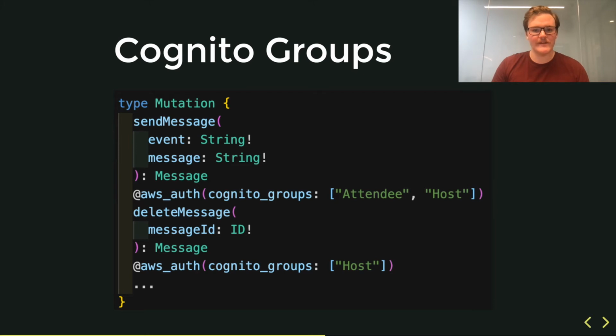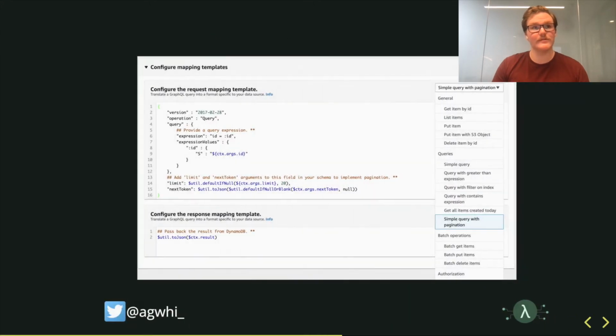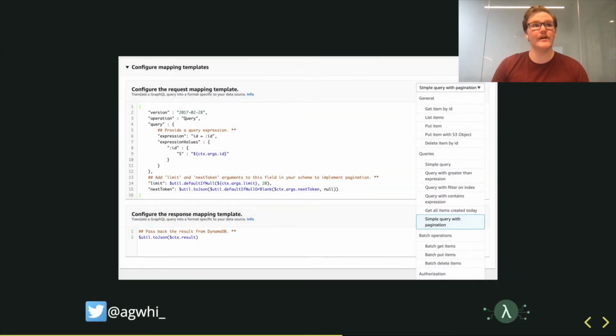Now, I've talked a lot about VTL, but haven't shown many examples. Thankfully, if you're not used to VTL, AWS provides a lot of templates that you can use out of the box. In this case, if you want to do a simple query, you can select simple query with pagination from the dropdown, and all you'd have to do is go through and update the expression ID and the expression values, and it would just work. It's very simple. We found that people are able to get working with this quite quickly.